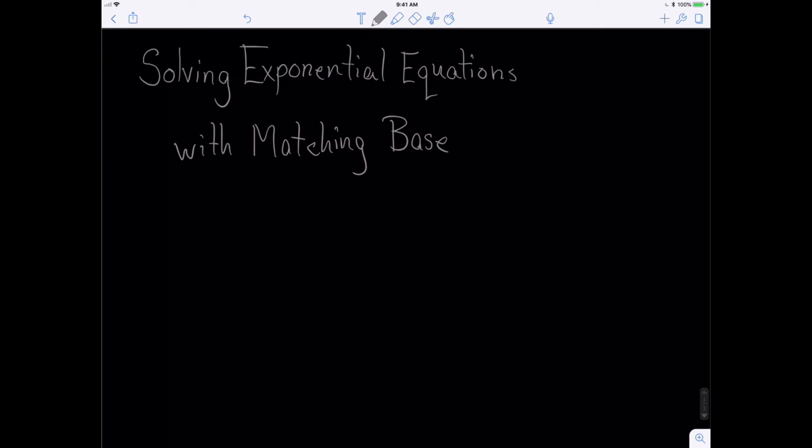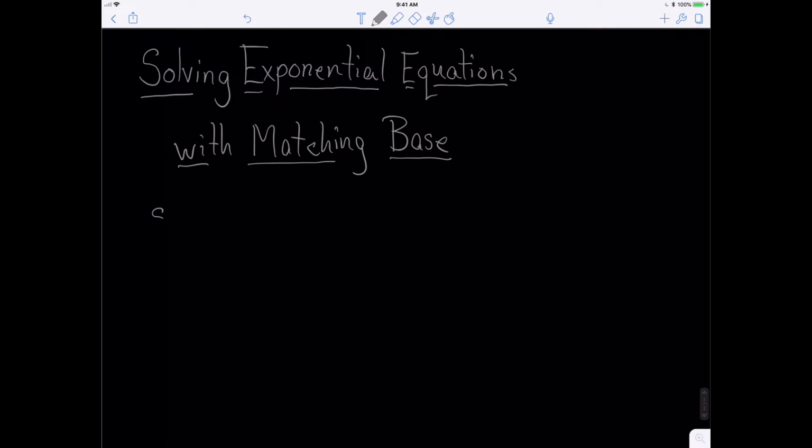Hi, this is Tom, and in this lesson we are going to be solving exponential equations with matching base. So let's just get started right off the bat with some examples.